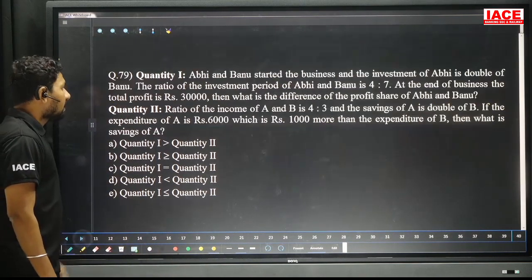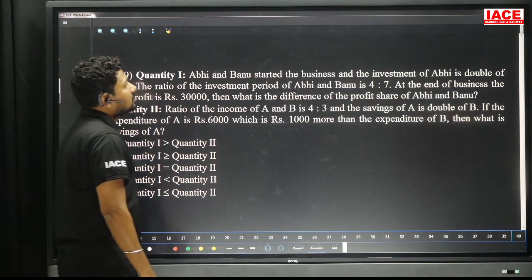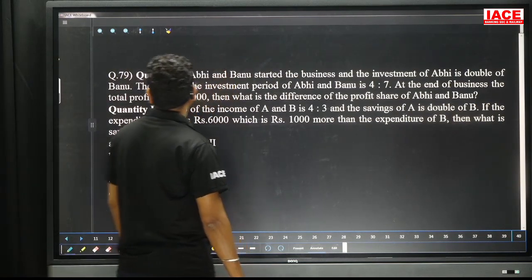Option D. And next, quantity 1: Abhi and Banu started a business and the investment of Abhi is double that of Banu.